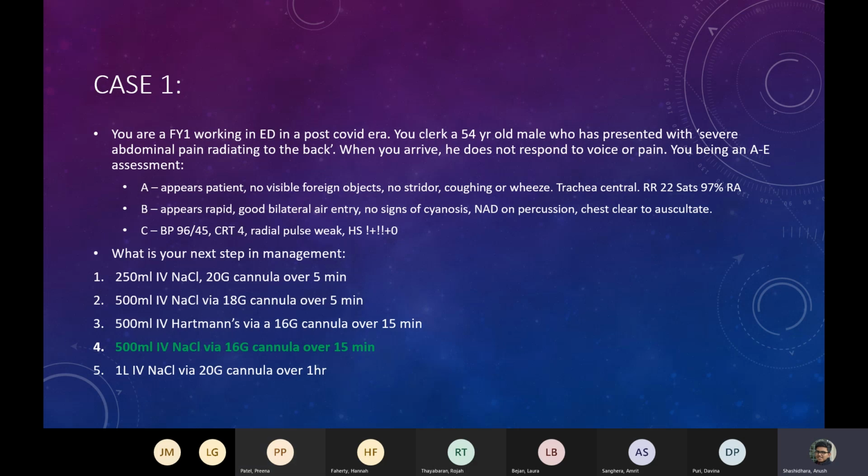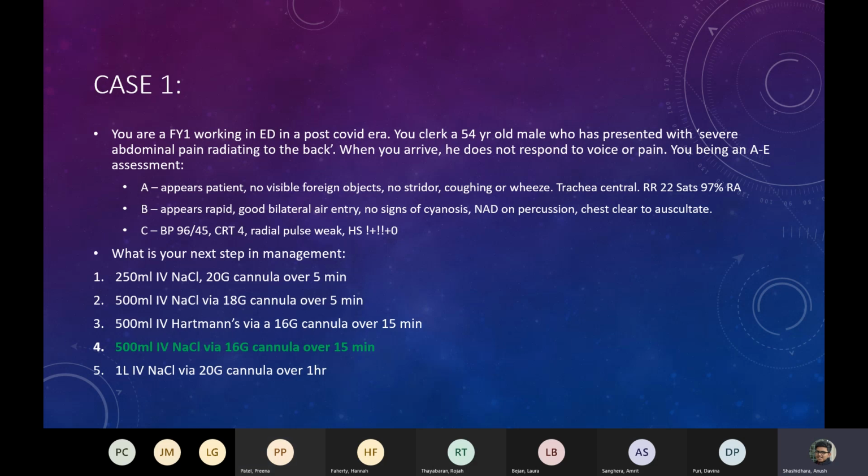Okay. So I think option 1 is a pretty small bolus in someone without any contraindications to a 500 ml bolus. Also, a 20G cannula isn't optimal, and over 5 minutes, I guess you could do 250 over 5 minutes, but it's not really the optimal resuscitation in a 54-year-old adult with no other history. But none of you went for that, which was great.